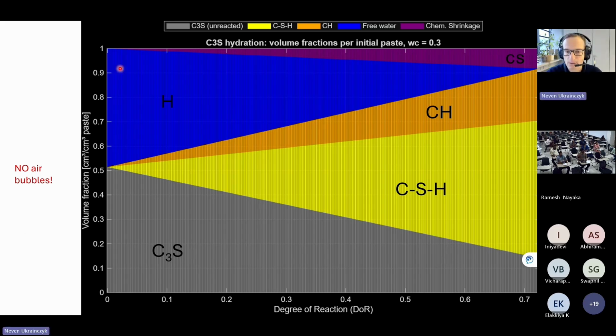And don't forget, this model doesn't have any air bubbles. We have a few percent of air bubbles in concrete, and I think up to 10% of air bubbles we can have in cement paste. So don't forget to add also air bubbles, which of course play a crucial role in engineering concrete technology. So this is just the phase assemblage that doesn't include any air bubbles.